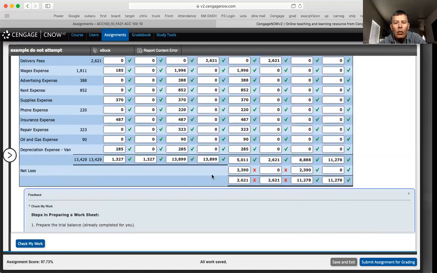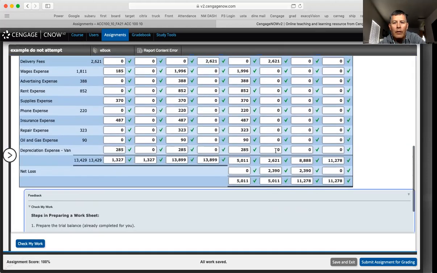Okay, I see what's wrong. This needs to be 0 here. This one needs to be 2390. This will give us 5011, and this will give us 5011. Notice there's a debit and a credit here. But these add up. Let's see if that works. Okay, there it is. Notice I had a debit and a debit here. Well, when you have a debit, you have to have a credit. So that's how it ended up balancing out.